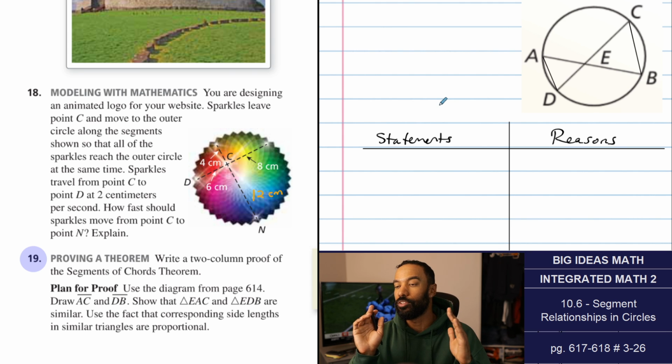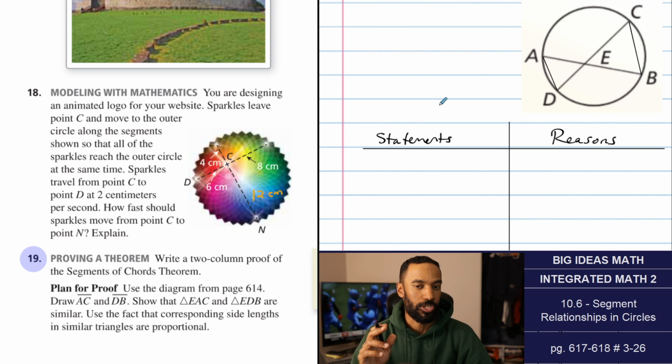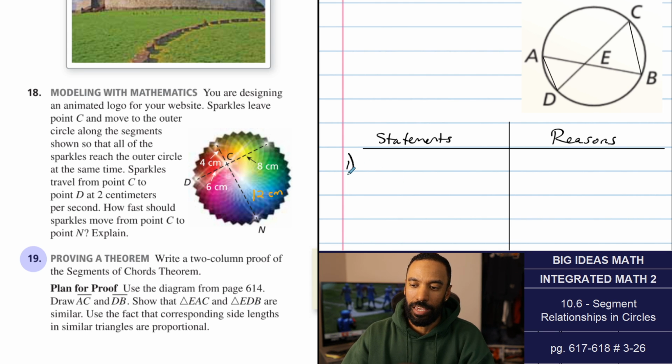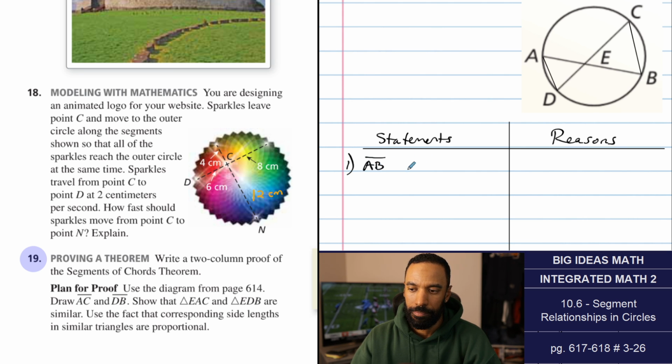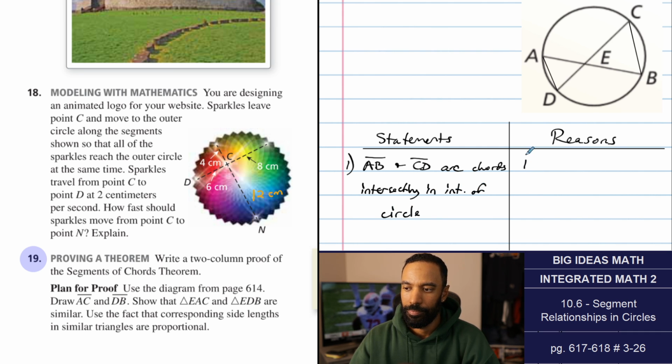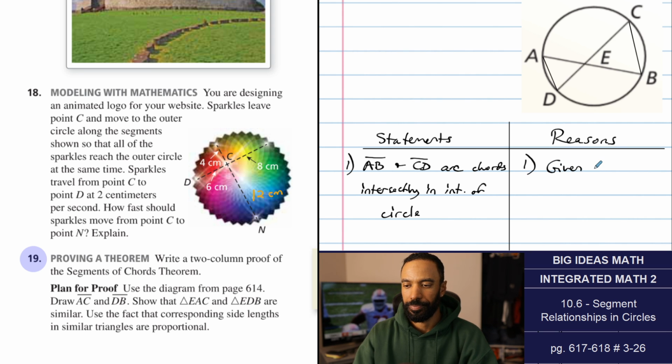What are we given? We're given 2 chords inside the circle and they intersect, okay? So my first given I'm going to write is that AB and CD are chords intersecting in the interior of the circle. It matters that it's in the interior versus the exterior. Segment AB and segment CD are chords intersecting in interior of circle. Otherwise, I'll just say given, see drawing, which I guess is fair to say as well. But this is a nice proof. They're all nice, quick, and easy proofs to do.